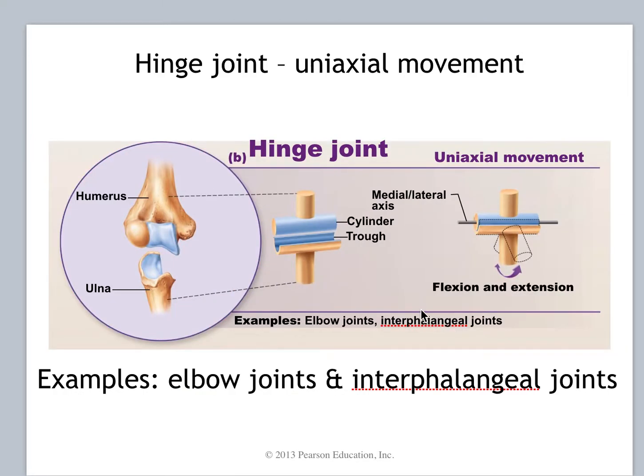A hinge joint is a uniaxial movement, just like the hinge of a cabinet door just rotates in one direction. Hinge, think of the hinge as rotating around a single axis. Flexion and extension would be an example of this. So the elbow joint, flexion and extension of the elbow, flexion and extension of the interphalangeal joints. These are joints between the phalanges of the fingers. They move at only one axis.